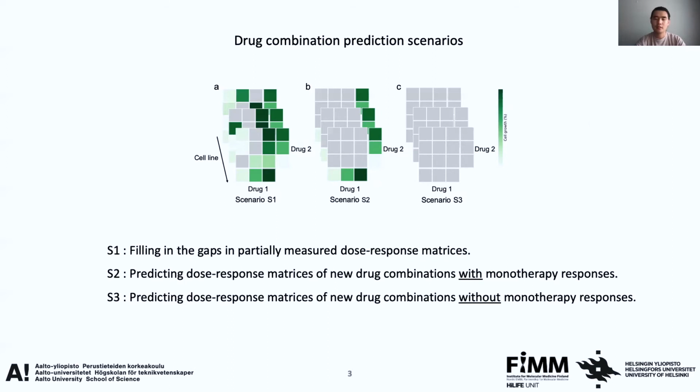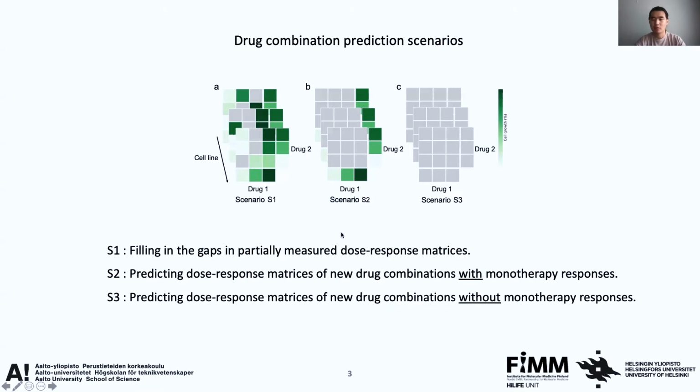Due to the high dimensionality of the drug combination data, we can form different prediction tasks, for example, to learn missing entries or slices in the tensor. And different learning tasks also have different biological meanings. Here we investigated 3 different prediction scenarios. So given the index drug 1, drug 2, and a cell line, we can get a dose response matrix. For a drug pair, the first scenario is to predict the missing values in partially measured dose response matrices.